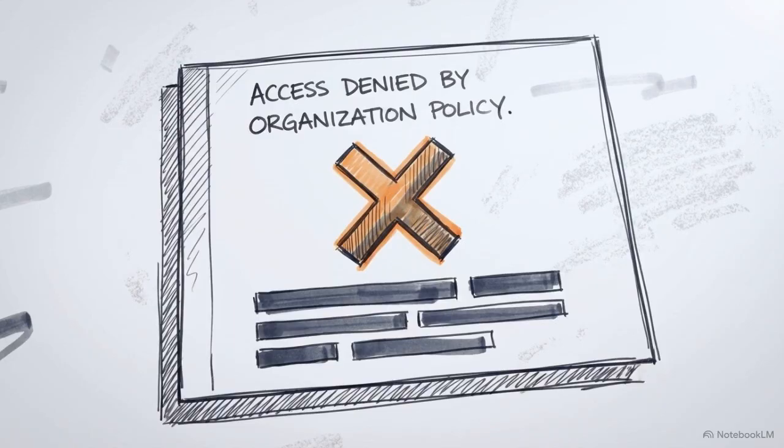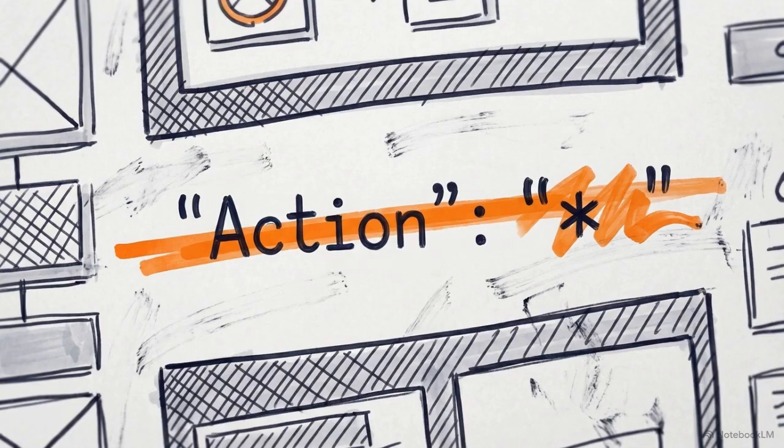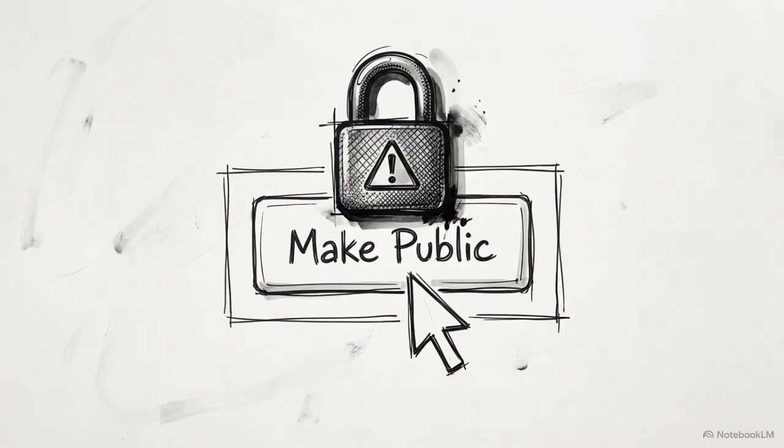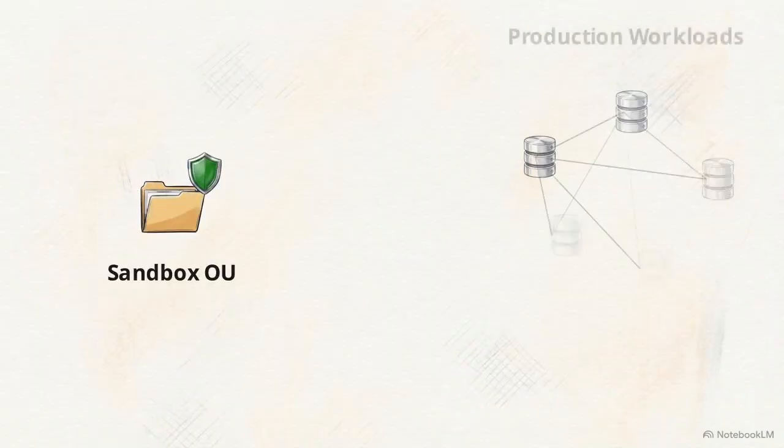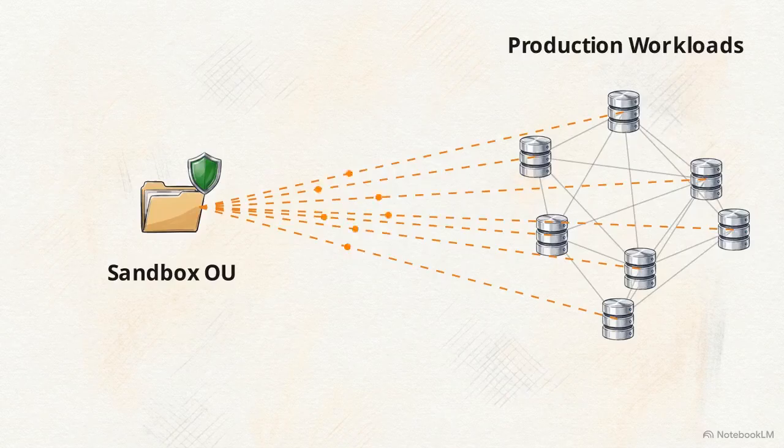Here is what that looks like in action. We write an SCP that denies the creation of public S3 buckets and blocks any new IAM roles with wildcard administrator access. If a developer tries to make a bucket public, they immediately hit this access denied error message. Before you deploy these rules globally, apply them to a sandbox organizational unit first. You must test them to ensure you don't accidentally break your existing production workloads.